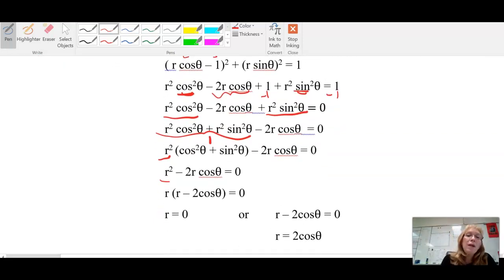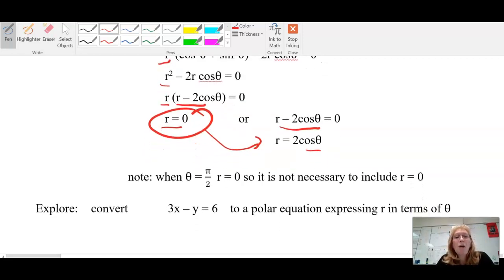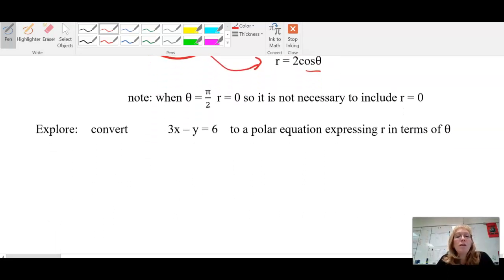So now we have to solve these. So we're going to factor out the r. So we have r equals 0, and r minus 2 cosine theta equals 0. Solve for r. We get r equals 2 cosine theta, and r equals 0. One thing to remember is that the cosine of pi over 2, or the cosine of 90, is 0. So this one is actually included in this answer. So if you don't write it down, that is not terrible, because it's already there. Okay, pause and try yours.